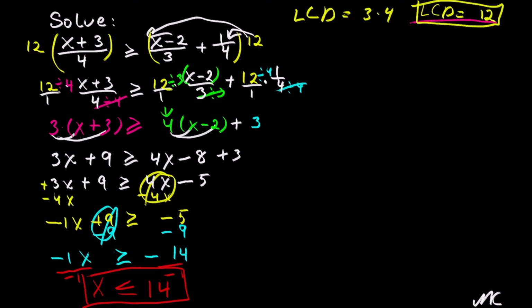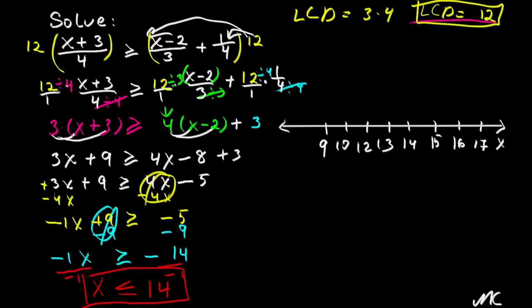To get the interval notation solution, let's graph it on the number line first. So here's our number line. Since we have less than or equal to, we use the filled-in circle at 14, and our solution set is all the numbers that are less than 14. So everything that is less than 14, let's say if we pick this number x equals 10, 10 is less than or equal to 14. So this side to the left of 14 is our solution graph.